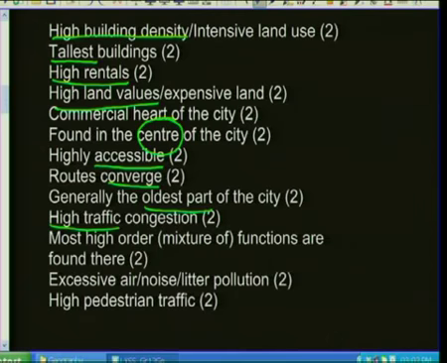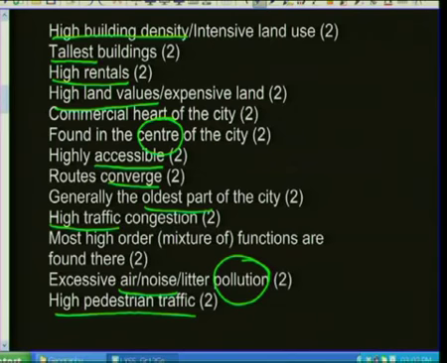As time goes by, you're likely to find that there will be high traffic congestion. And this might actually lead to people moving away, but that's another question entirely. And because of all that congestion, you are likely to find a huge amount of pollution, both in terms of air and noise, as well as litter. Of course, because of all the people going in there to work, there will also be a high amount of pedestrian traffic. Let's move on.